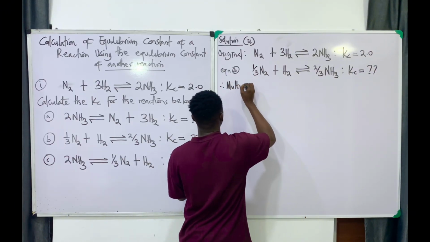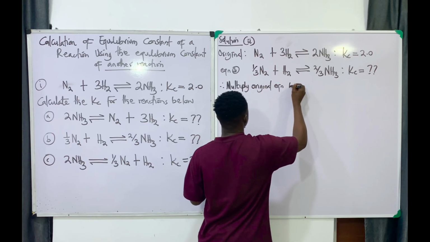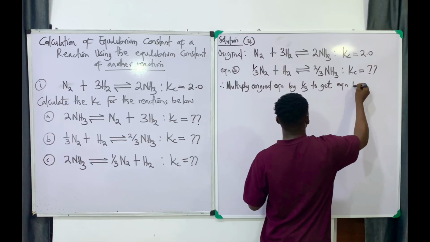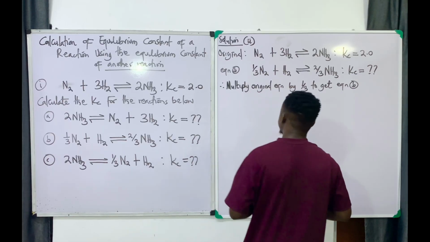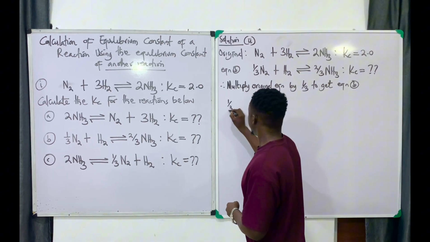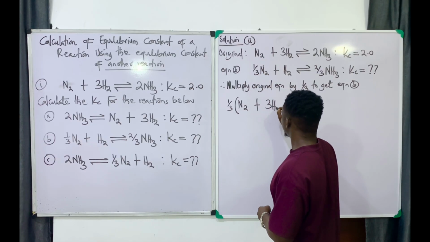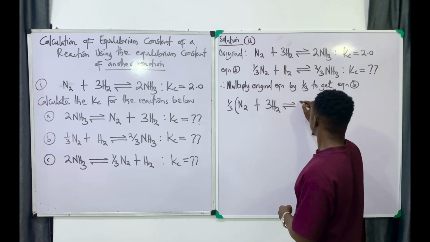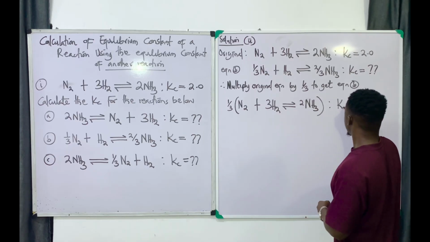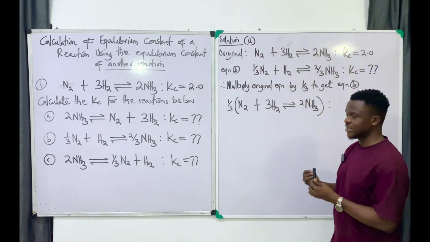multiply the original equation by 1 over 3 to get equation B. All right. So you now say 1 over 3. Now the original equation was N2 plus 3H2. Now, you don't really have to do this. I'm just doing this to extend this. You don't really have to do this.